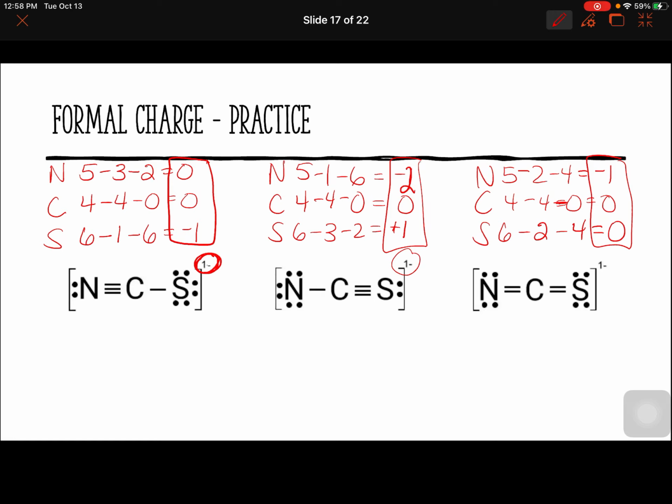So which of these would be the best structure? We want as many values at 0 as we could possibly get. And we also want the element with the highest electronegativity to have the most negative formal charge. So that would give us the last one as the best option because we have multiple things close to 0 and a -1 formal charge on nitrogen, which has the highest electronegativity value.